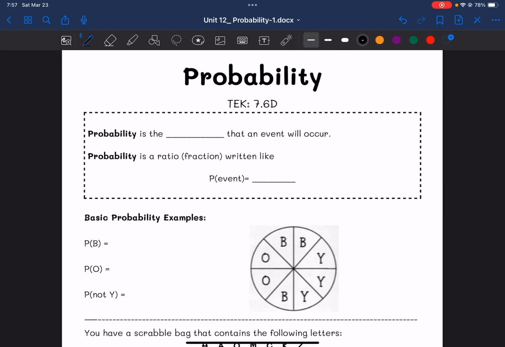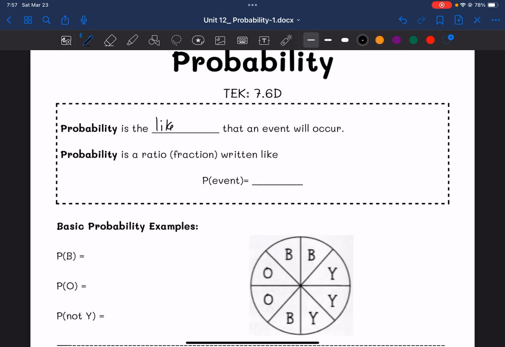So here, probability is the likelihood that an event will occur, okay? Probability is a ratio or fraction that is written like this. You will have probability of an event. Now, the event can be, let's say you have a bag of marbles and you're trying to see the probability of getting a red. Red goes where the event is written, okay?